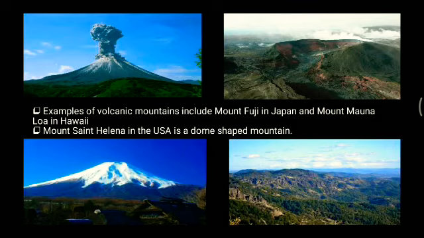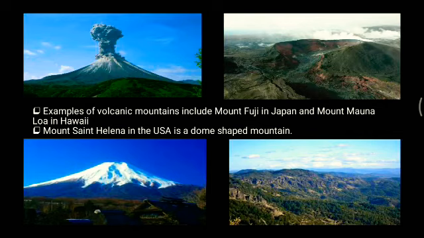Now sometimes what happens, the magma cannot come out onto the surface. So the magma starts accumulating below the surface and begins to cool off. This forces the rocks above the magma to bulge out, forming dome-shaped mountains. If you see the pictures below, these are the dome-shaped mountains. For example, Mount St. Helena in the USA is an example of a dome-shaped mountain.